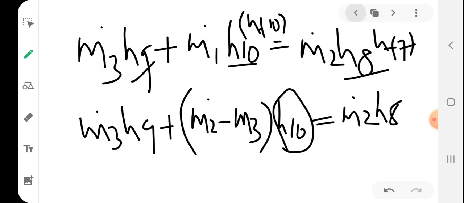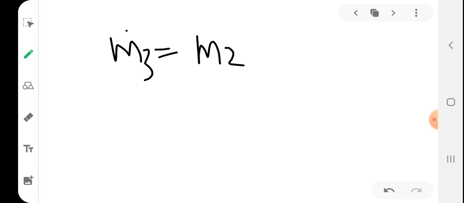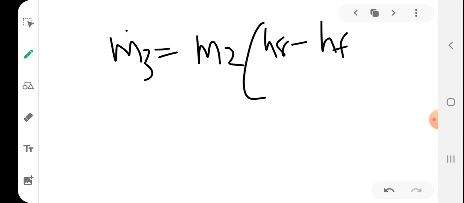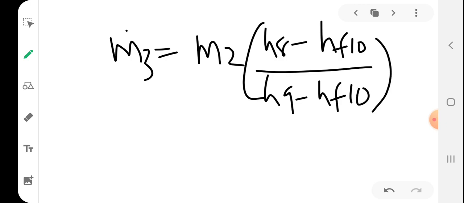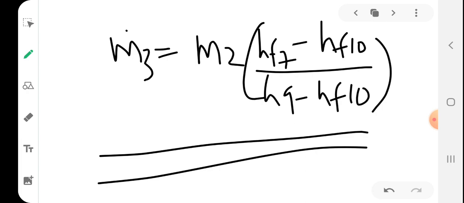So rearranging this equation, you will get the value for m3 dot as m2 dot into h8 minus h of 10, divided by h9 minus h of 10. So instead of h8 you can use h of 7. So this is the value for m3 dot.